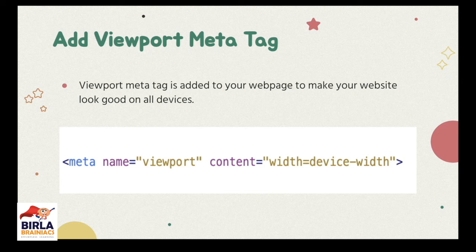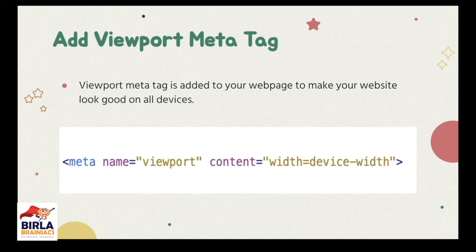Okay, so in order to tell the browser that the website is using a responsive layout, we need to add the viewport meta tag. The viewport meta tag is added to your web page to make your website look good on all devices. So we need to add this meta tag, which is meta name is equal to viewport and content is equal to width is equal to device-width. So the width will be equal to the device width. So suppose you are opening the website on an iPhone or on a tablet. It is going to take the width of the tablet or of the iPhone due to this meta tag.